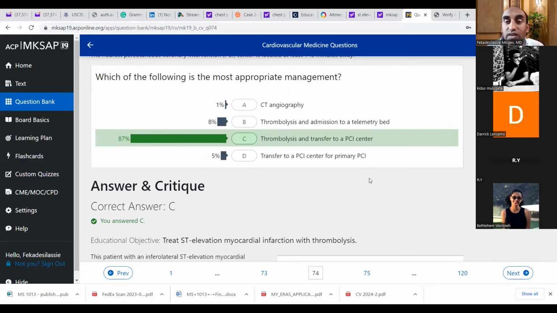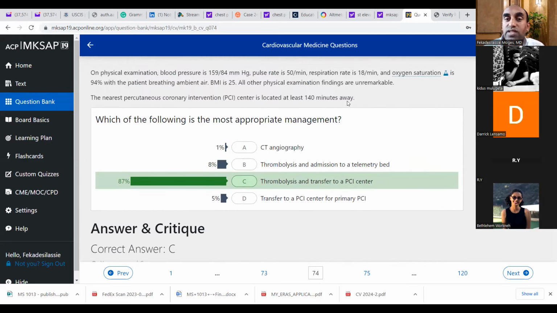And the reason why you are giving thrombolysis to this patient is because you know that you cannot transfer the patient within 2 hours. It takes 140 minutes. If it says it takes only 60 minutes, you still transfer the patient to that center without giving thrombolysis. And they will manage him there with PCI.